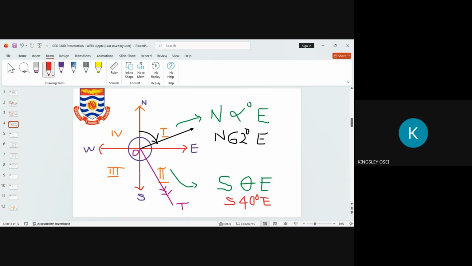And this is how the sketch will look from the south, because the language is always from the south, go towards the east. So from the south, I'll turn towards the east. And this value here should be 40 degrees. But the bearing will be stated as south 40 degrees towards the east, or south 40 east.